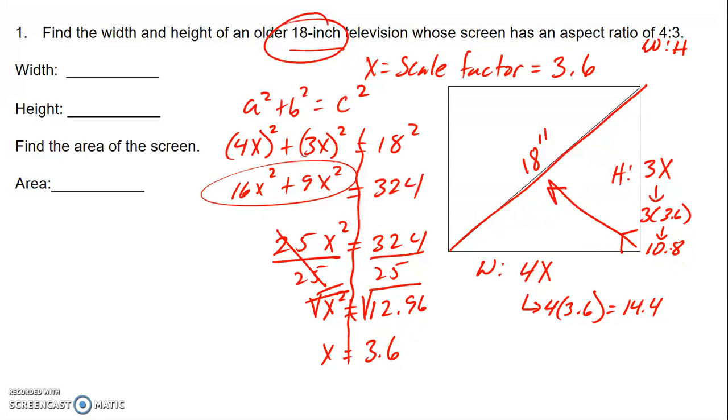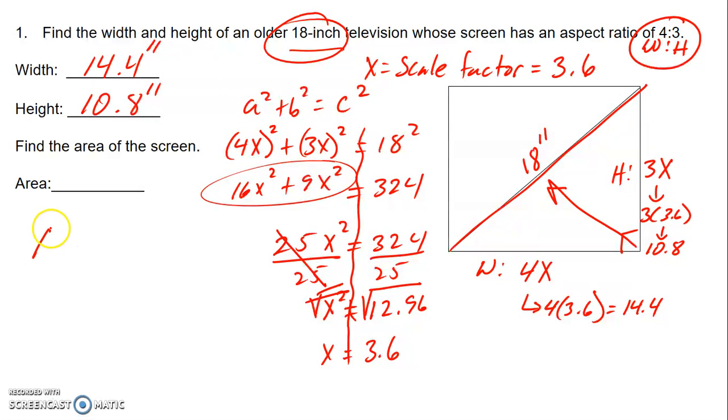Now be very careful when you go to plug those in. The width was the 4, the height was the 3. So we want to make sure we get them in the correct order over here. If they're backwards, then it's wrong. So the width is 14.4 inches, and the height is 10.8 inches. If you have these two backwards, it's wrong. Okay, so make sure you get them in the right location. And again, the way they give you an aspect ratio is the width to the height, so you can keep track of which one's which.